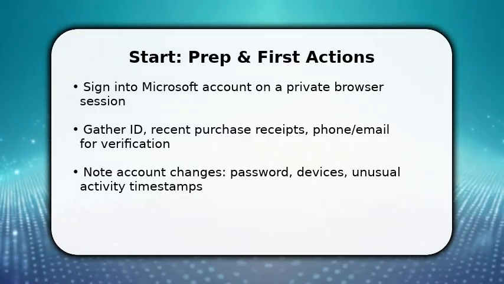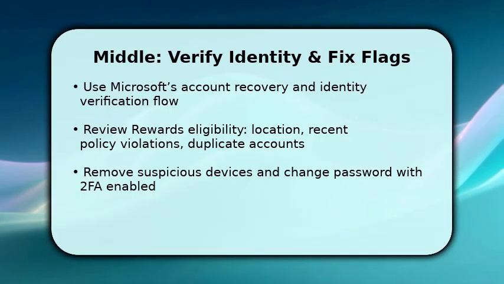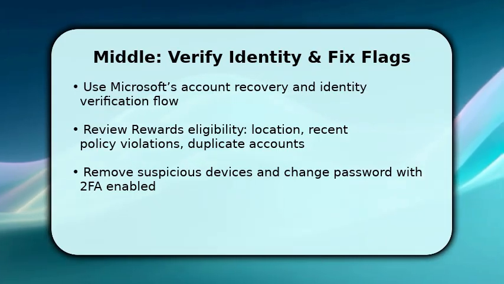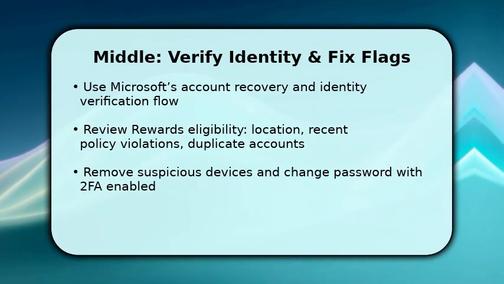Follow the recovery flow to submit ID and transaction details. This proves ownership and explains anomalies. While evidence processes, check rewards rules. Location mismatches or multiple accounts often cause temporary restrictions.